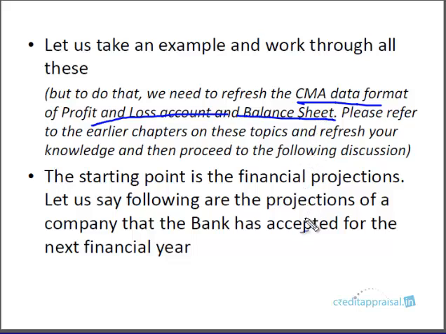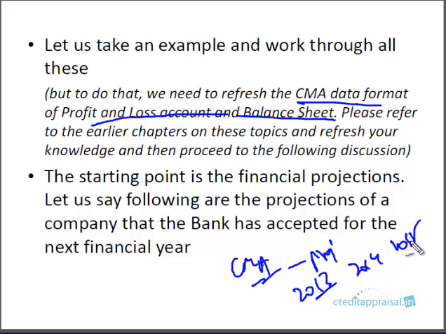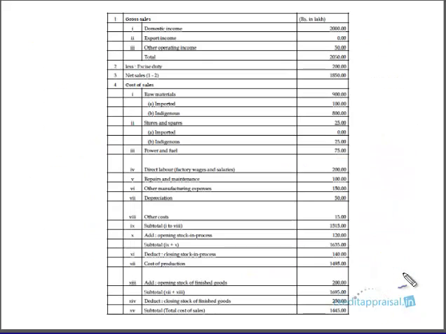So we'll start with the financial projections. Any customer, as a banker, as a credit officer, what you're given is a proposal application of the company. The company will be giving a CMA data. So basically these are projections for the next 2 years. We are in 2013, say, so for 2014 and 15 they're going to give the projected P&L account and projected balance sheet. As a starting point, you're going to assess the working capital requirement.